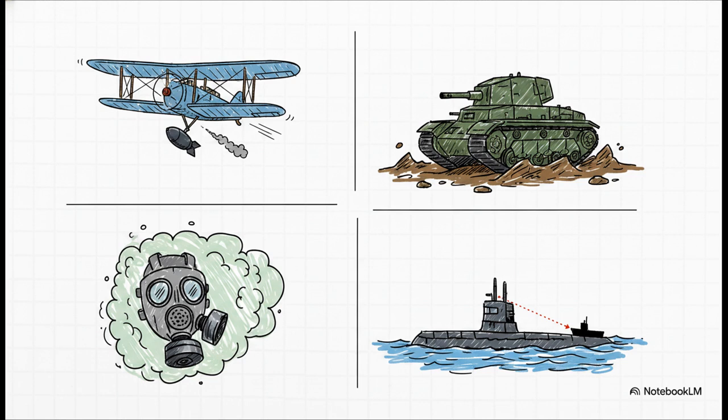First time airplanes flew overhead to scout out positions and actually drop bombs. They introduced terrible things like poison gas. And out in the ocean, Germany was using these entirely new submarines called U-boats to sneak up on ships from totally out of sight under the waves. War had completely changed forever.